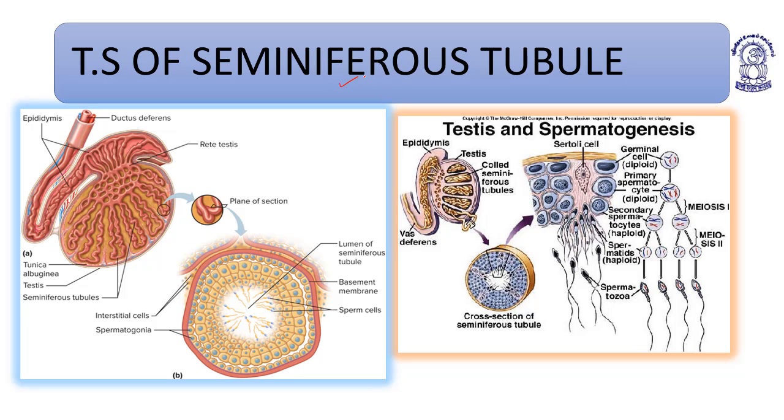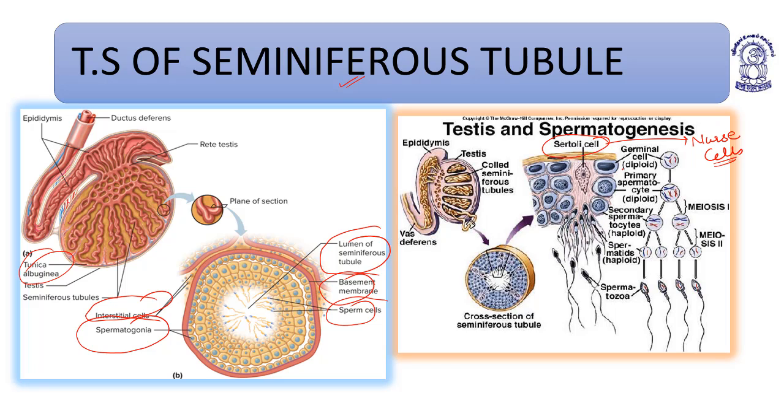Transverse section of seminiferous tubules: you can see it is covered by a layer, the tunica albuginea. These are the seminiferous tubules, which are coiled tubes. When one is cut and a transverse section is seen, you can see the interstitial cells. These are spermatogonia, in different stages: primary spermatogonia, secondary spermatogonia, like that. This is the lumen of the seminiferous tubule where the mature sperms are laid down. This is the basement membrane, and these are sperm cells. You can see the Sertoli cells, which are known as nurse cells, which help in the feeding of developing sperms.